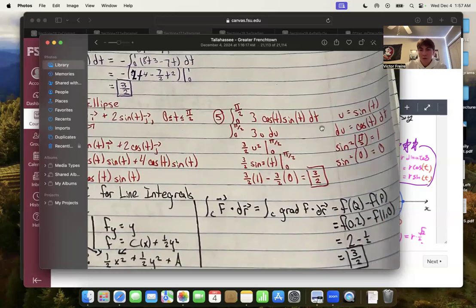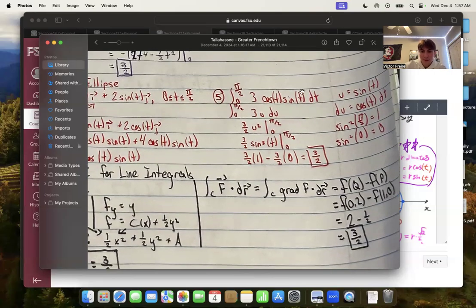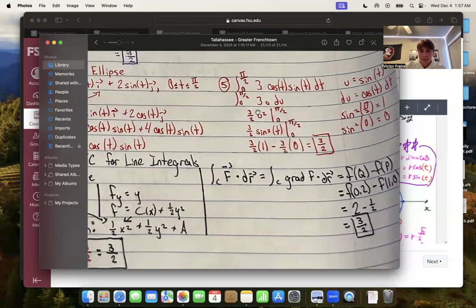So for this, you want to use u substitution. So I just decided to choose sine t for u. And then so du is cosine t dt, right? So right here, it's going to be 3u, right? And then cosine t dt we know is du, right? So 3u du is going to be the new integral with u sub. So then we do that. We're left with 3 halves u squared evaluated from 0 to pi over 2.